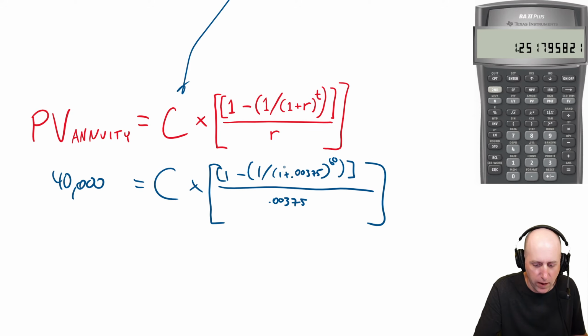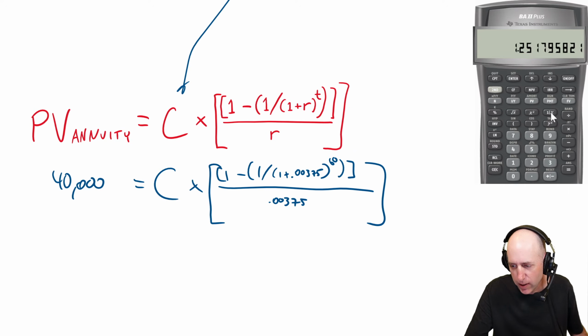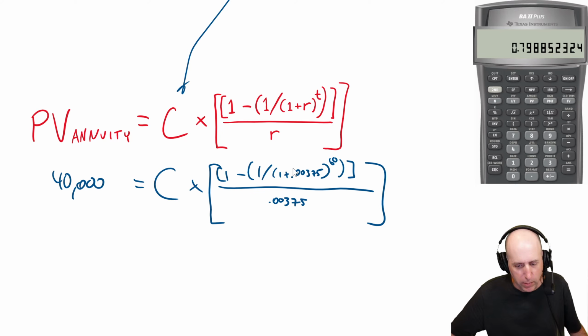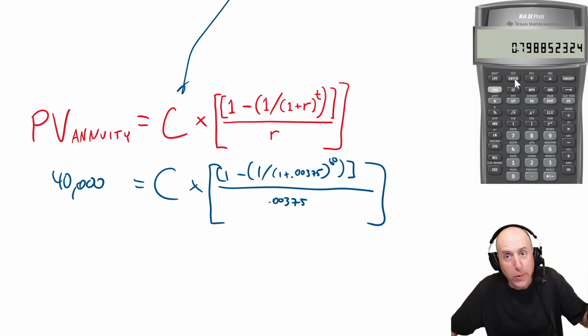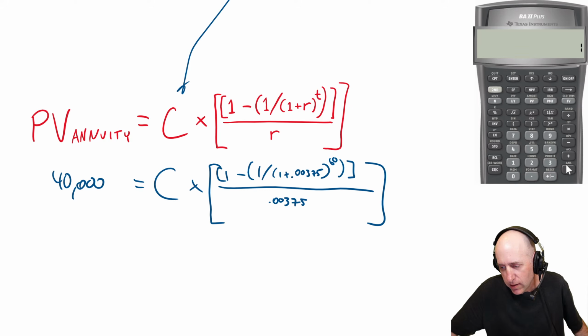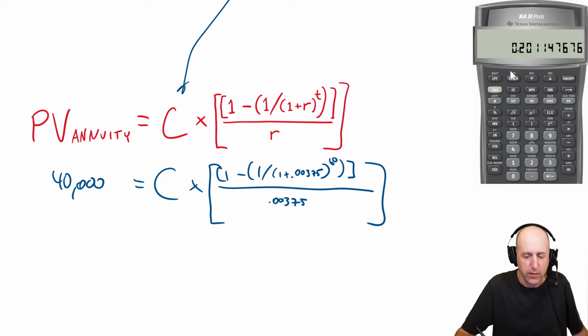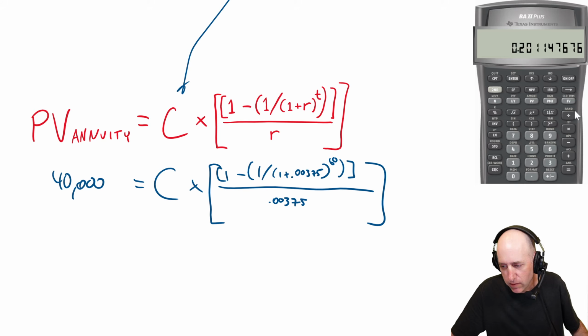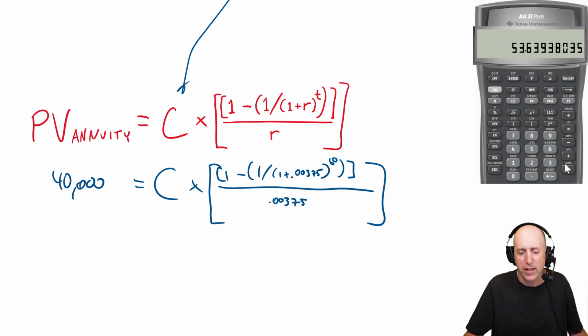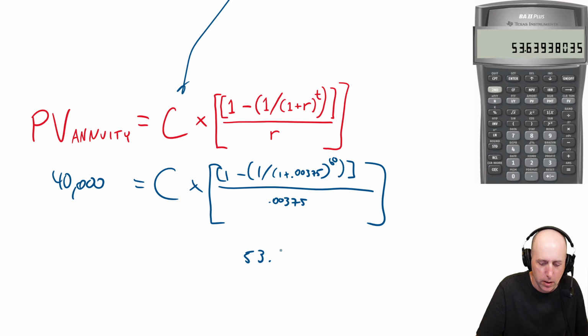Now I go 1 divided by that number, so I just go 1 over x in my calculator. I get 0.79, 1 minus 0.79, it's going to be like 0.2 roughly. The way I do this is I go minus 1, and then I hit the plus minus button, so it's 0.201. I divide by 0.00375, and I get 53.64. That's the number in the big brackets.